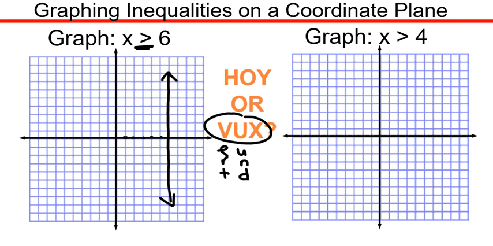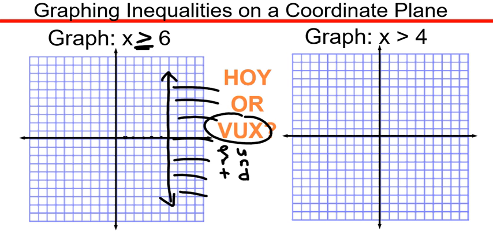But I still have to shade. So when you have a vertical line, you can't really shade above or below. You can only shade left or right, on either the left side or the right side of the line. So I'm thinking if you gave it a little thought and noticed that this was x is greater than 6, that means all of the numbers that are greater than 6 are on this side of the line. So that's where the shading should be.